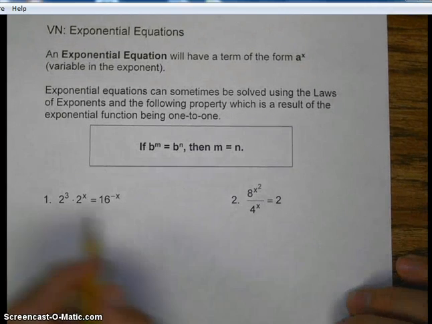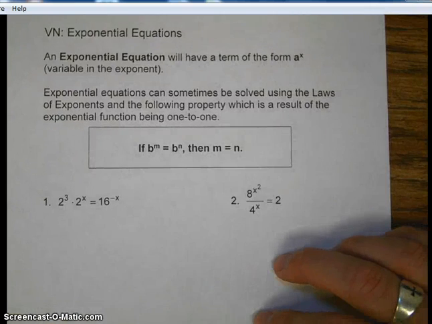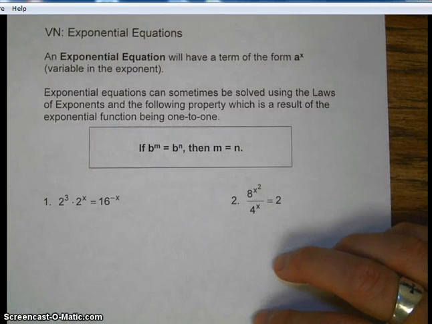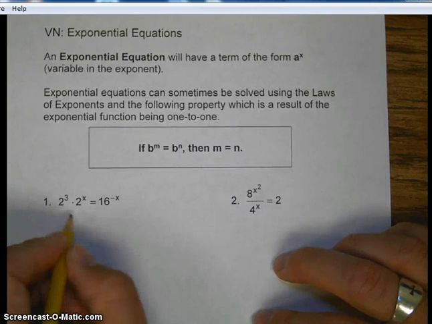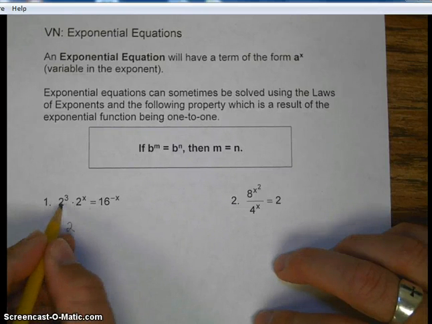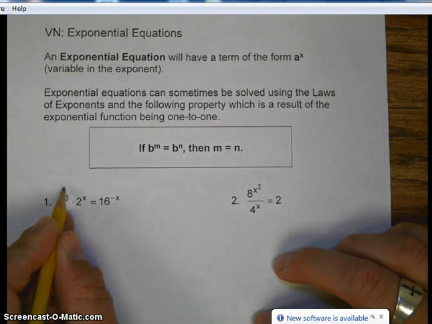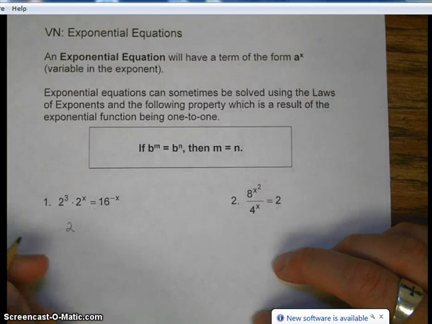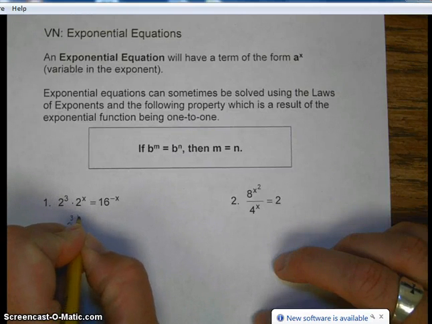Let's take a look at number one. The first thing we want to do, just like we do with any equation, is simplify. Simplifying the left side, we're going to have 2, and don't forget that when you're multiplying like bases, you add the exponents. So this simplifies to 2 to the 3 plus x.